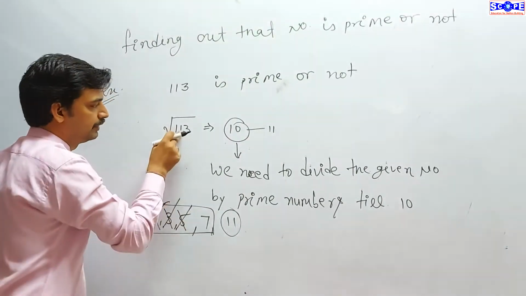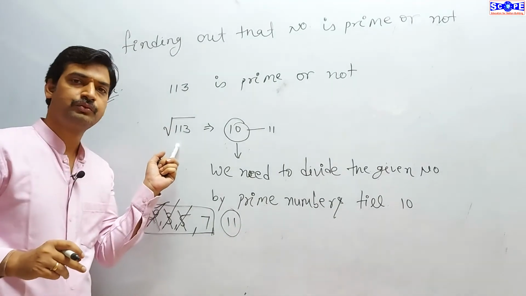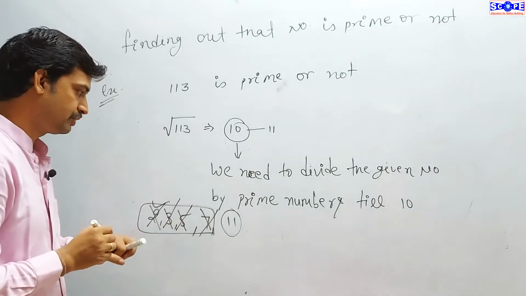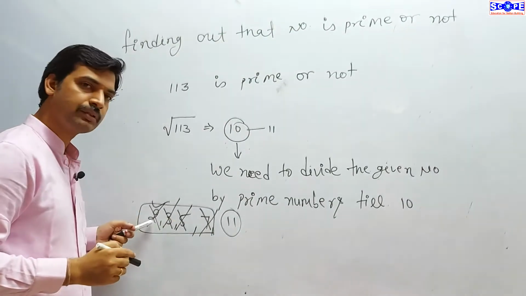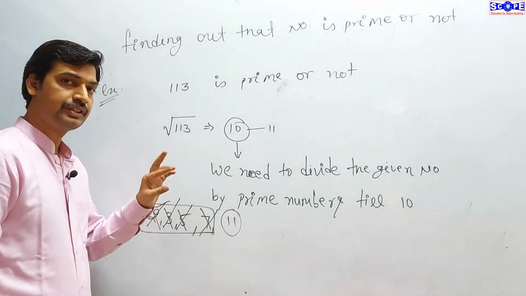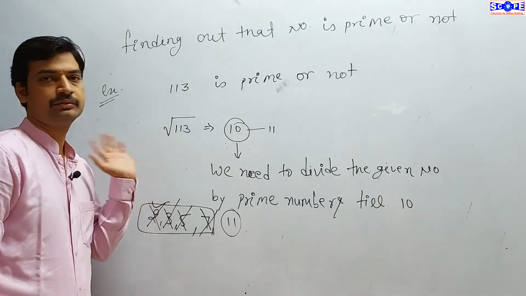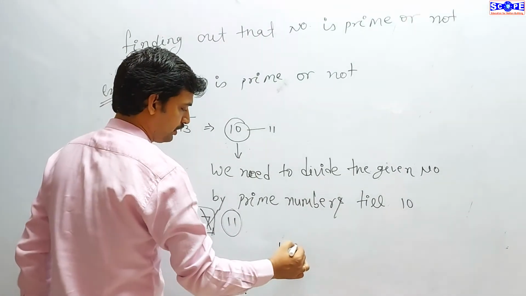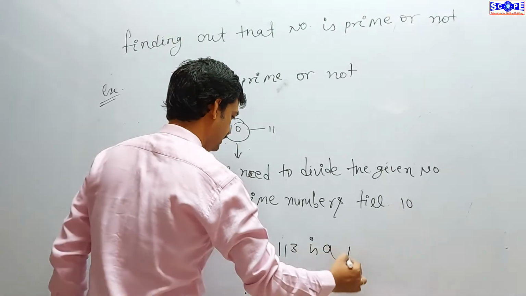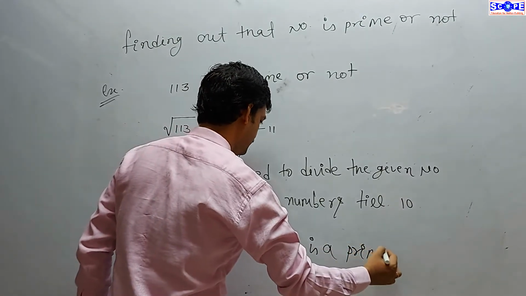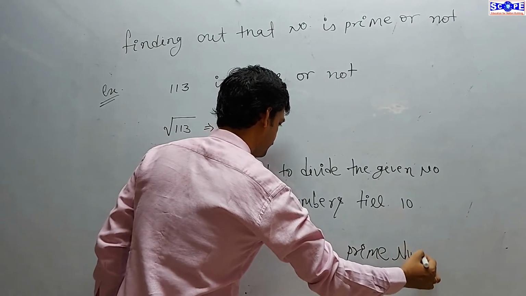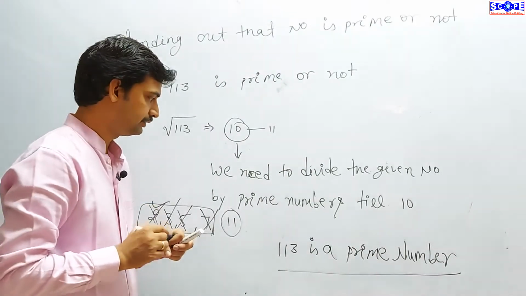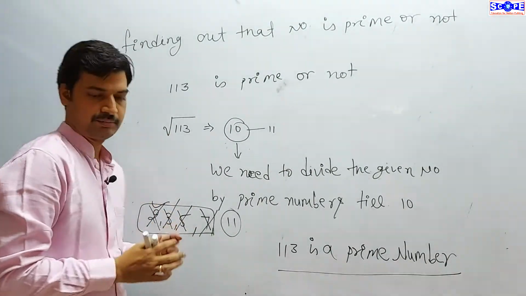When we divide it by 7, 7 1 is 7, 4 remaining, 43. Not divisible by 7. That means if this number is not divisible by any prime number, then this is prime. If it is divisible by any prime number, then this is not prime. Clear? So we can say that 113 is a prime number. 113 is a prime number. Clear? So this is how we find out the prime numbers.